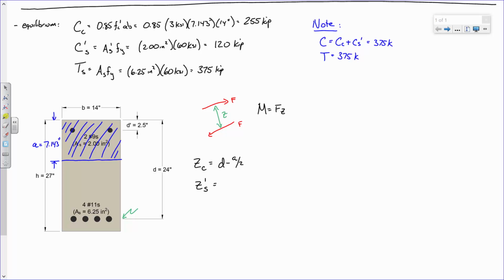It's d minus d', right? Because from here to the top is d, go down d'. So this is d minus d'. Therefore, I propose that Mn for a doubly reinforced beam is Cc (d minus a over 2) plus Cs' (d minus d'). What do you think? That's not too bad, right? Did that go too fast, or does anybody have any questions?